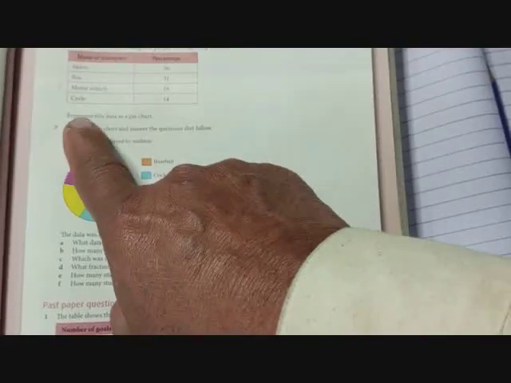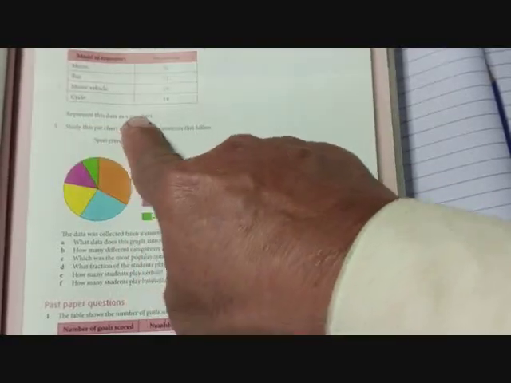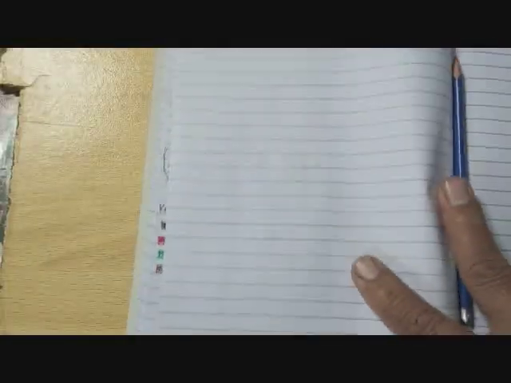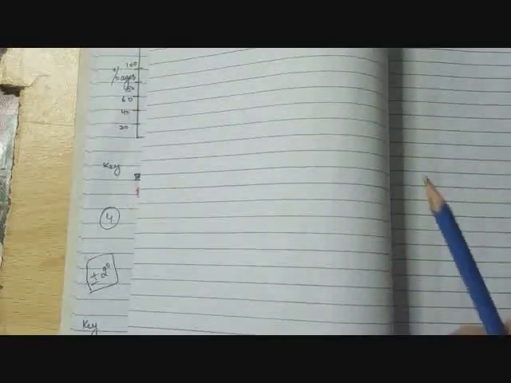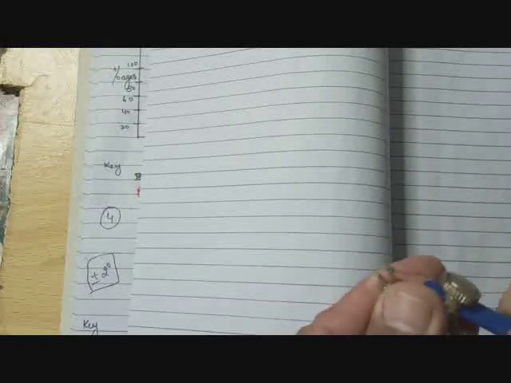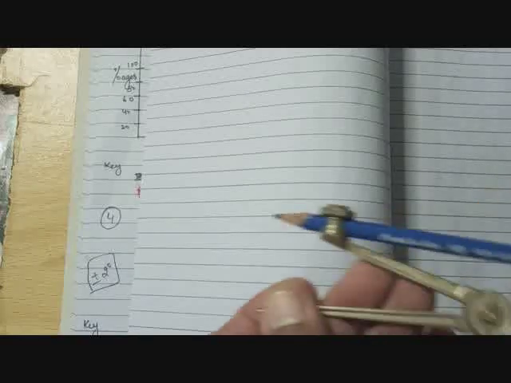Now dear student, we have to represent this data, whatsoever it is given, in a pie chart. And you know what is a pie chart? A pie chart is a circular chart which shows a sector-wise representation. So we must have a pair of compass, and of course a pencil screwed in. Then we will be able to draw a pie chart.